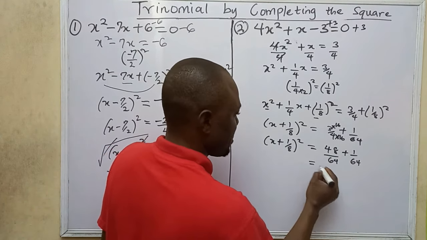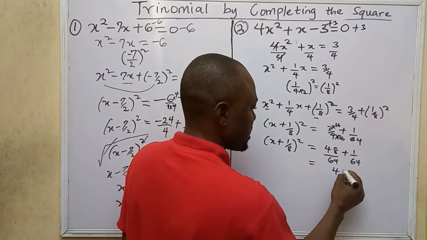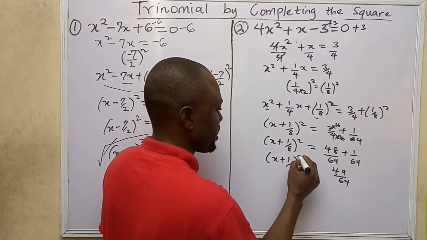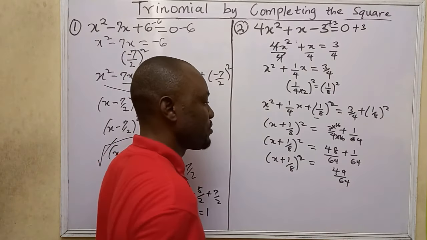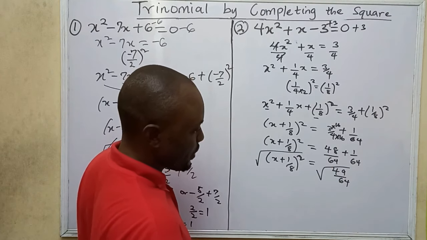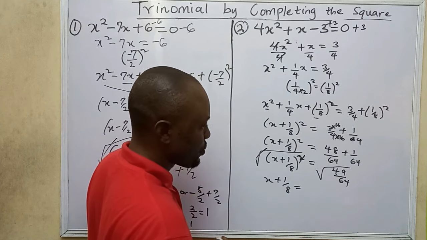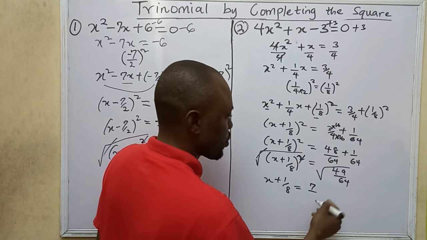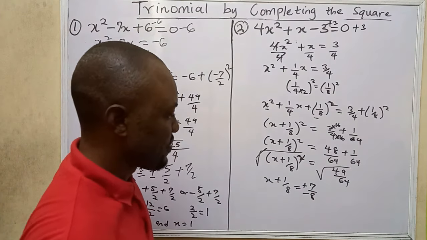Now they have a common denominator, so I can add their numerators. 48 plus 1 will give me 49/64. Now this is x plus 1/8 all squared. Now I want to find the value of x, so I want to get rid of this square, so I need to take the root of both sides. If I do that, I'm going to have x plus 1/8 equals, this square will cancel the root. So the square root of 49 is 7, and the square root of 64 is 8. So this will be plus or minus 7/8.